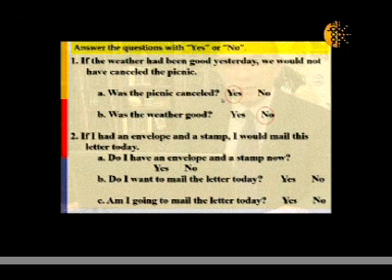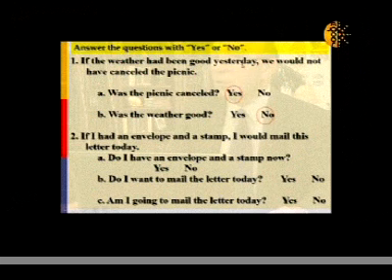We canceled the picnic. Was the picnic canceled? Yes. Was the weather good? No. Look, if the weather had been good yesterday, it means what? The weather was not good. We would not have canceled the picnic means what? We did cancel the picnic.